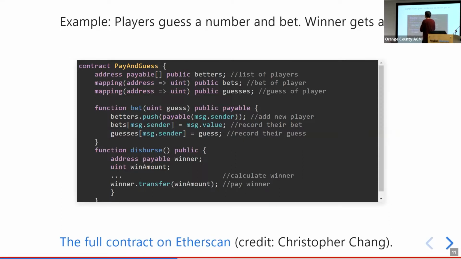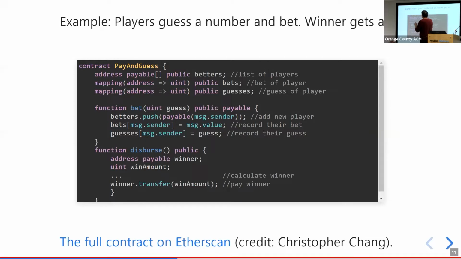Okay, so maybe I should say that this example is real code written in a programming language called Solidity, and it runs on the Ethereum blockchain. This is not really interesting for the big picture, but just so you know that this is something that runs.